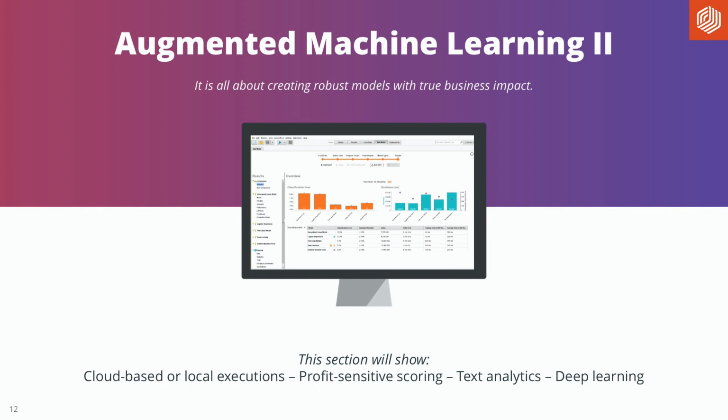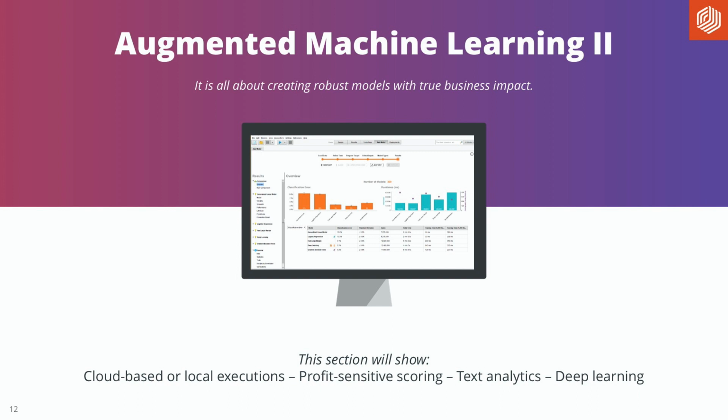So let's do it right this time. In the second session about augmented machine learning, we will focus on creating a robust model, which has also a true business impact. So it works like it should work, and we can even prove what this business impact is going to be. And that's really important because it's not just about model accuracy or model error rates or AUC or whatever. It's really about what this model is really doing for our organization, and can you show this?